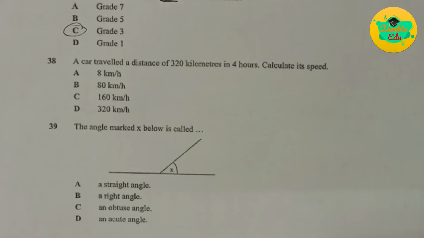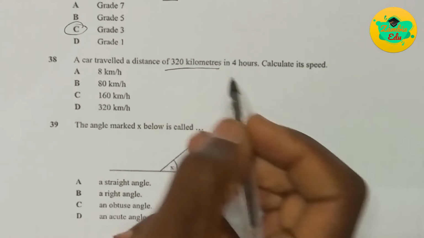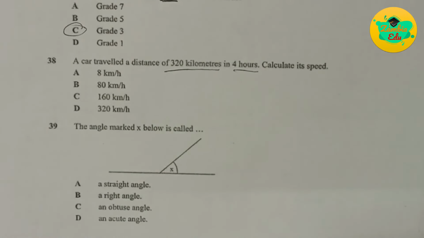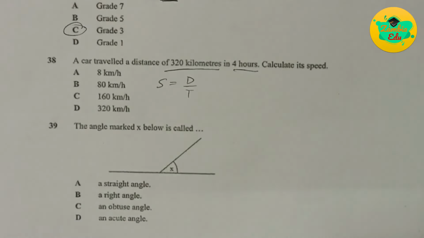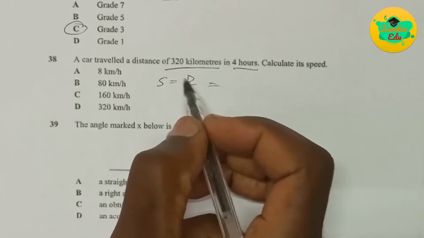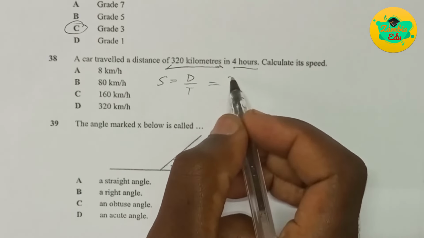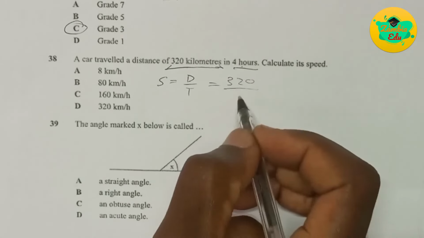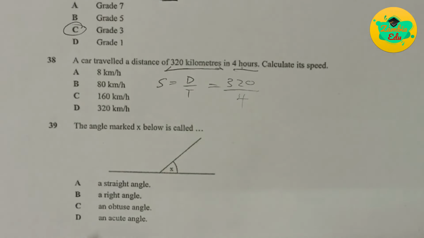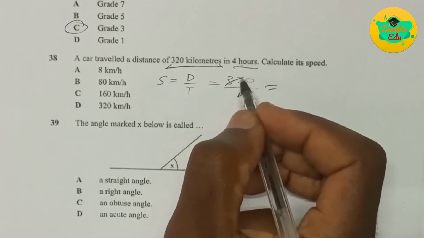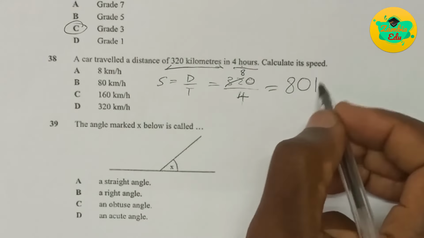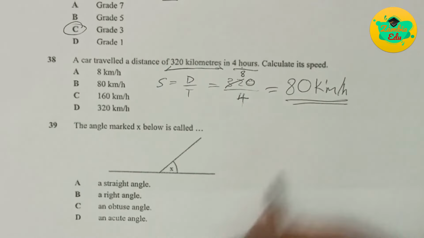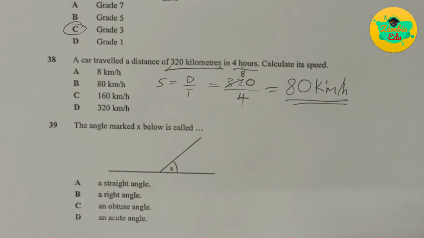Question 38 says, a car traveled a distance of 320 kilometers in 4 hours. Calculate its speed. For us to find speed, we know that speed is equal to distance over time. The distance was 320 kilometers, so 320 over time, which was 4 hours. 4 into 32 is 8, plus the 0, which makes it 80 kilometers per hour. That becomes our speed, and 80 kilometers per hour was B. So 38, the answer was B.